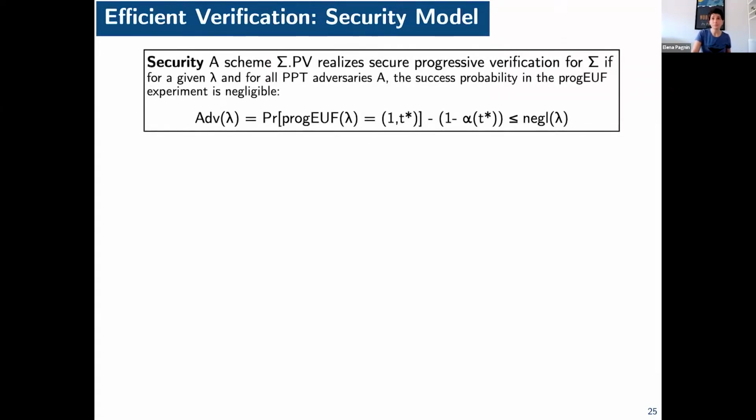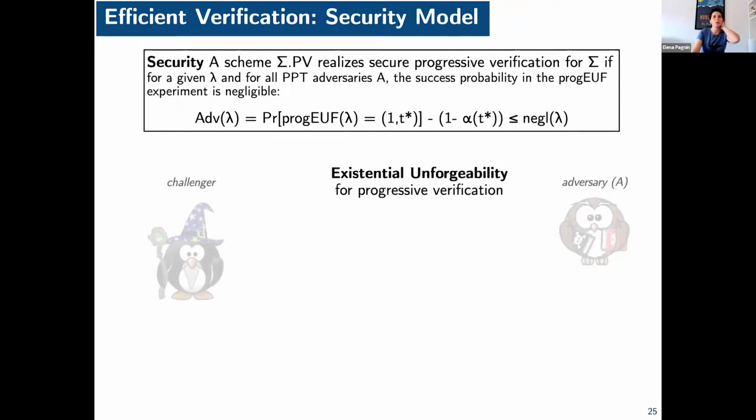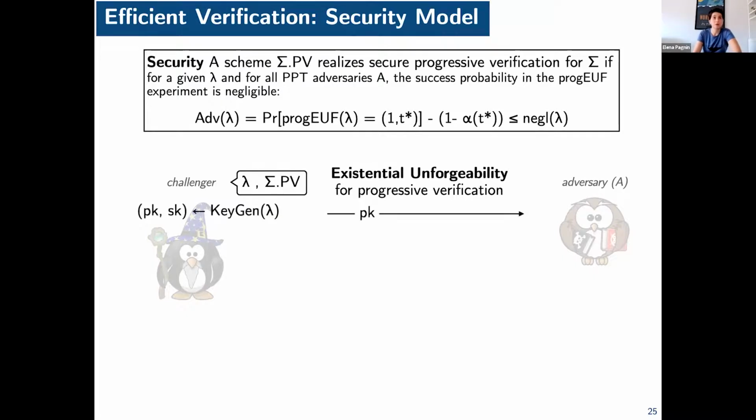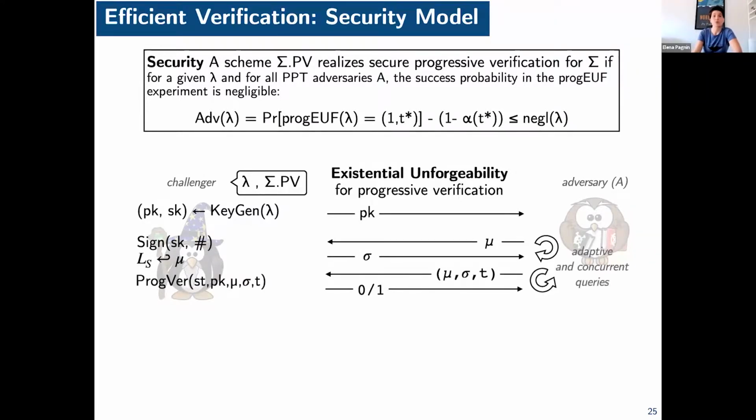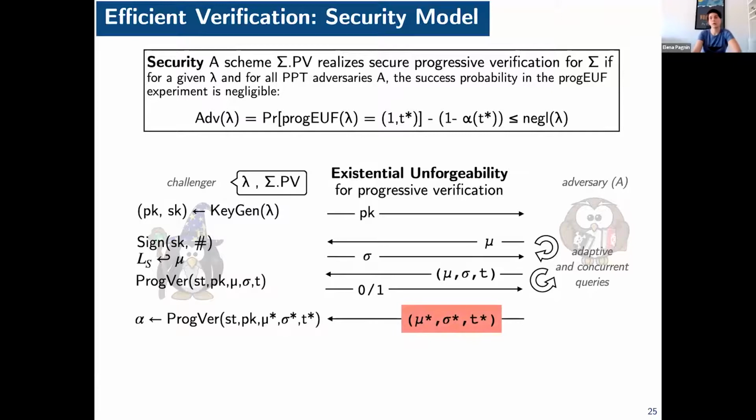The security model. In the security model, there is actually a twist, because now we allow the adversary to pick an interruption parameter t star. And of course, if you let me do very, very few steps, I might be wrong in assessing a signature. So we need to keep that into account. So for existential unforgeability for progressive verification, we let the challenger know, as usual, the security parameter, and the progressive verification implementation will generate keys and give the key to the adversary. Now the adversary will run his usual signing queries, and also the progressive verification queries at different interruption parameters t. In the end, it will output a message, signature and an interruption time t star.